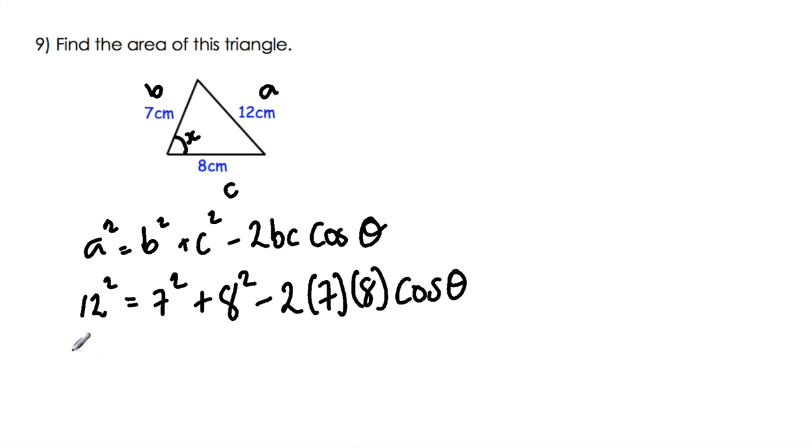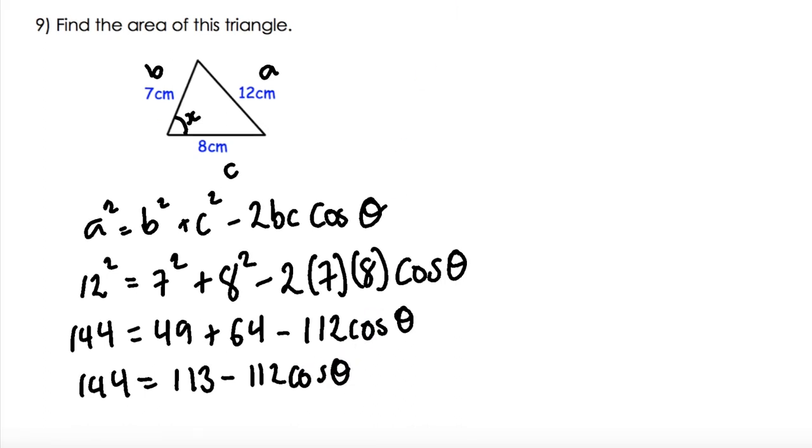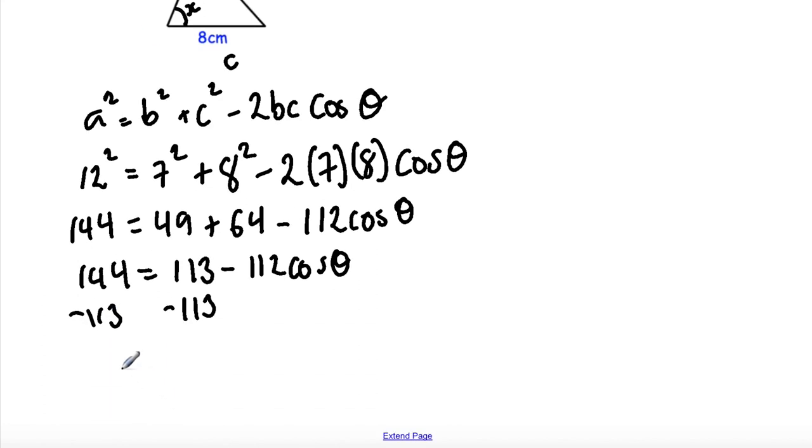12 squared is 144, 7 squared is 49, 8 squared is 64, 2 times 7 times 8 is 112, cos theta. I'm going to simplify it further by adding 49 to 64, which is 113, minus 112 cos theta. I'm then going to subtract both sides by 113. So minus 113, minus 113. So what we should have now is 31 equals negative 112 cos theta.